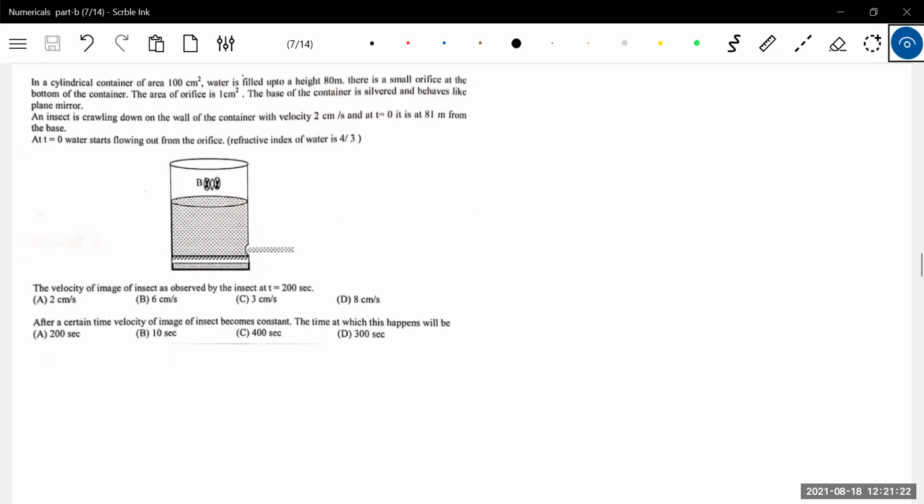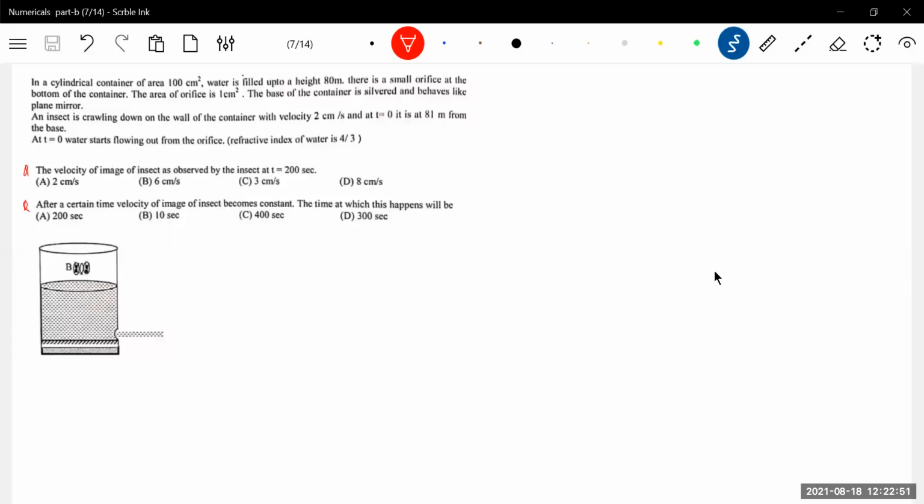Some calculations are needed. Let me proceed. This is a silvered mirror. This is a level. Okay, the insect is somewhere here. Let's get into it. So this is at t equals 0. This h is equal to 80 meter. This 80 meter is what I'll call h. This is at t equals 0.